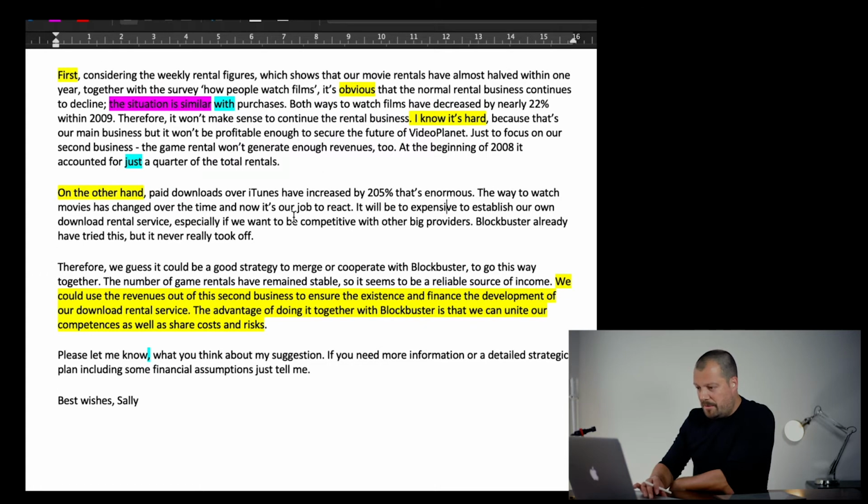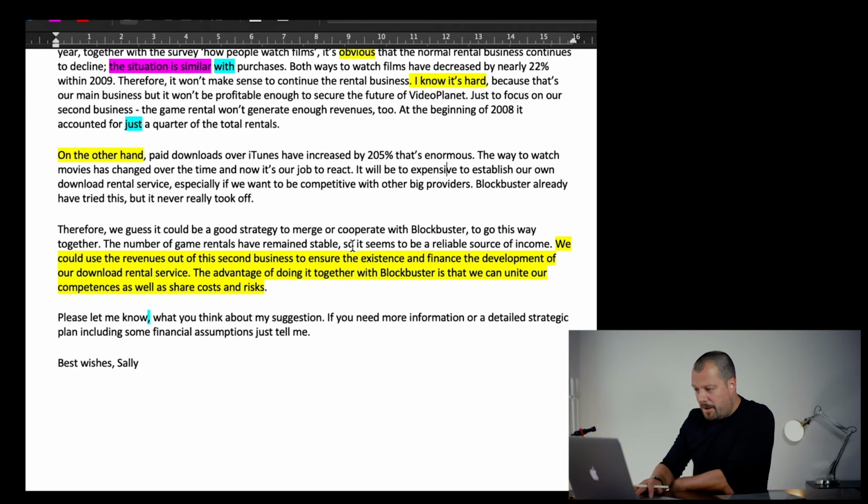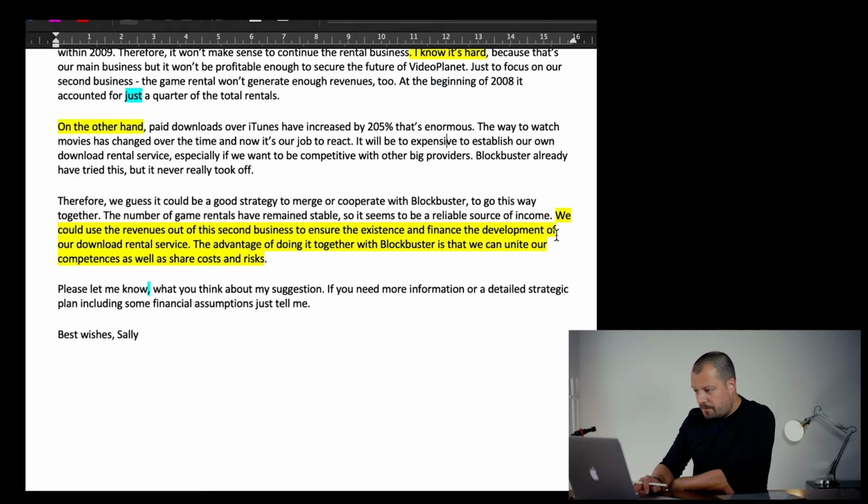The rest of this paragraph is great. And then the final paragraph, we get the suggestions, like what we could do. I think that this part here is just some really well expressed English. We could use the revenues of the second business to ensure the existence and finance of the development of our download rental service. We've got modal verbs, could. We have a level of linguistic hedging here.